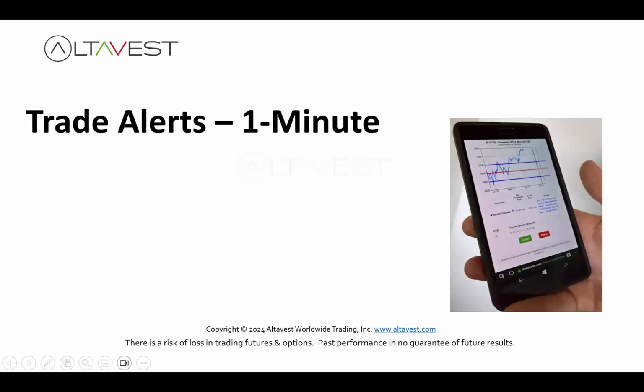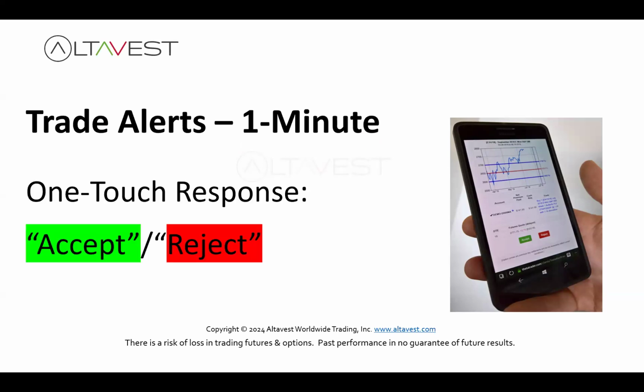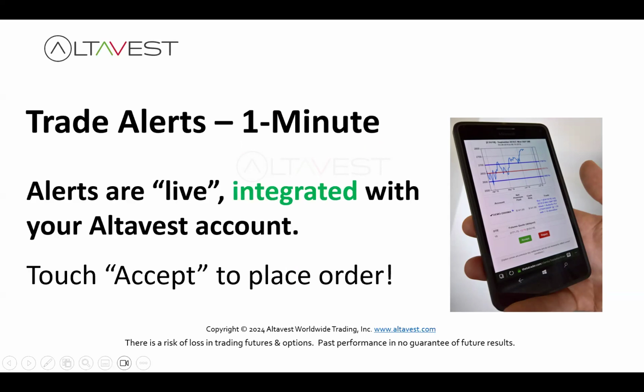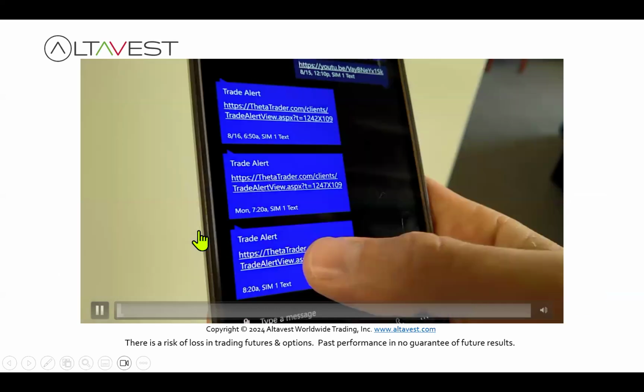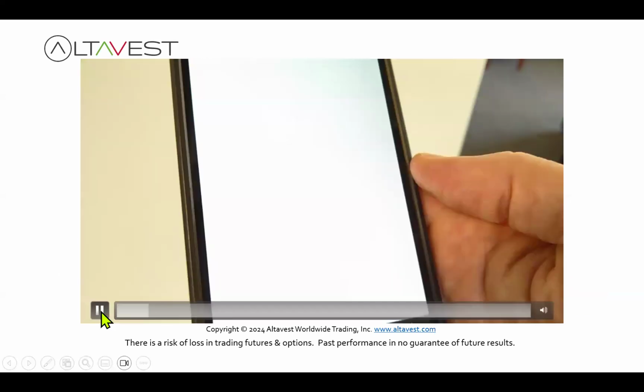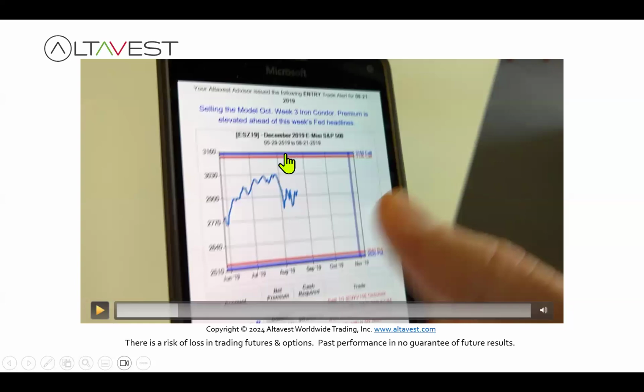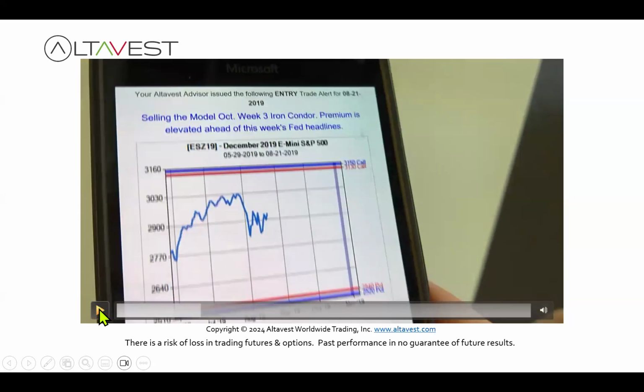So this is what it looks like on your smart device. You'll receive a text message. These are one-touch responsive alerts like we just saw, accept or reject. And again, these alerts are live, meaning they're integrated with your trading account at AltaVest. So to accept the alert, you just touch accept. Here's what it looks like. You get an SMS, a text. You'll just have a link that you touch. It'll pull you right to the page. It'll give you a graph and a description of that alert and that trade. All the details. This, of course, is from a few years ago, but it looks pretty much the same.